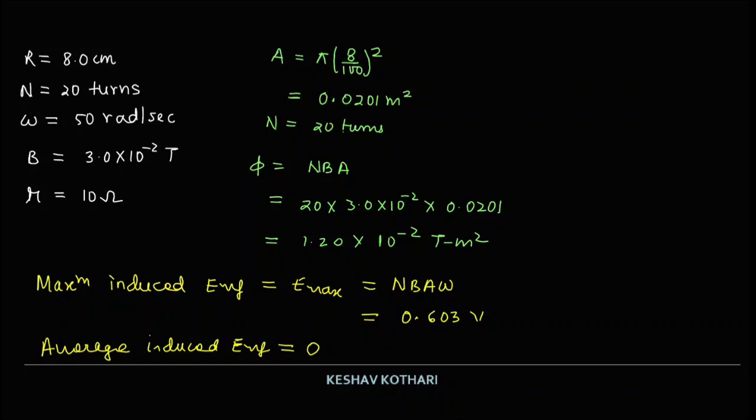So if we are looking at the next aspect, that is the maximum value of current, I maximum is equal to E upon R, where E is equal to 0.603 upon resistance, that is 10, and it is turning out to be 0.0603 ampere.